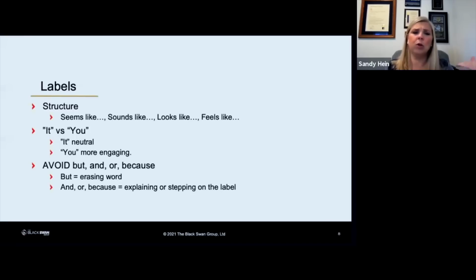If you use the words "and" or "because," you're actually either explaining the label or you're stepping on it. So what you need to do, instead of putting one of those words in there after you use a really good label, or even after a mirror, is just go quiet. Let the person process what you just said. Don't erase it or explain it right away.